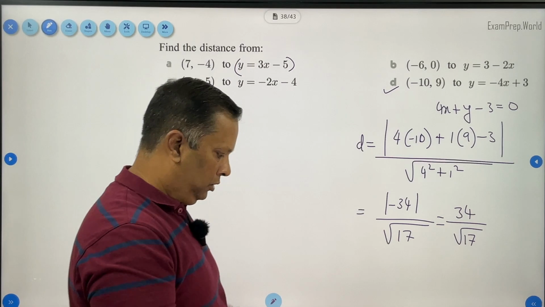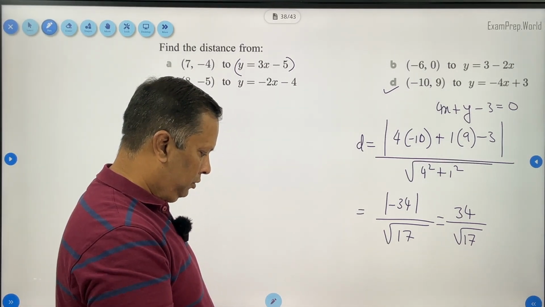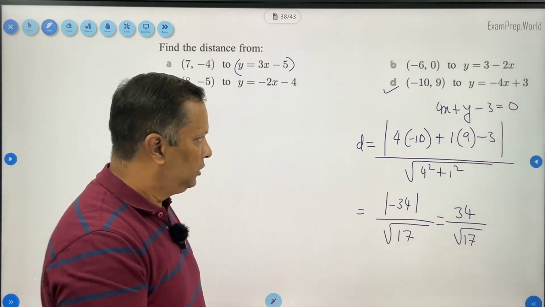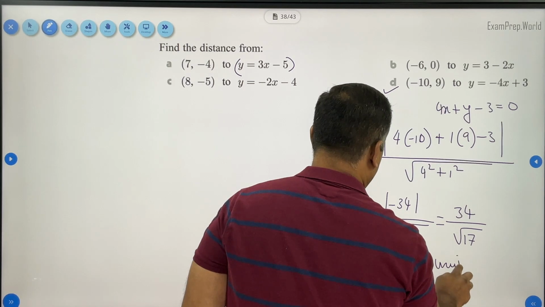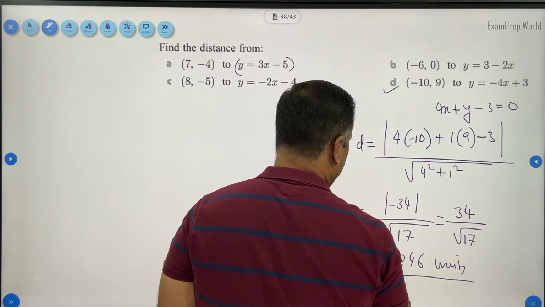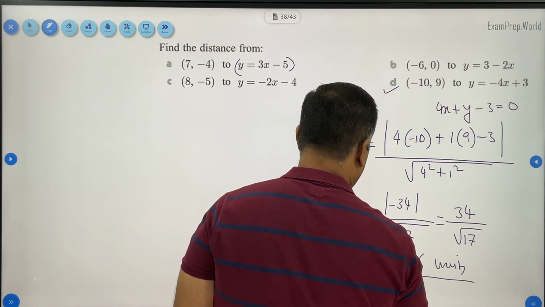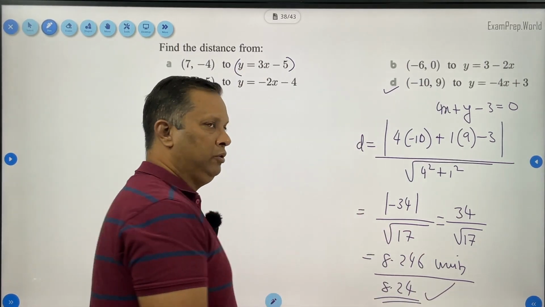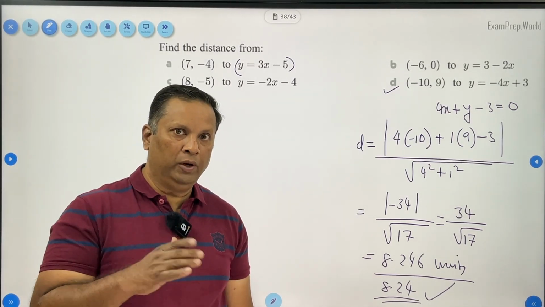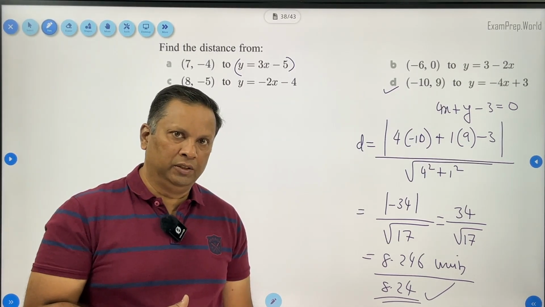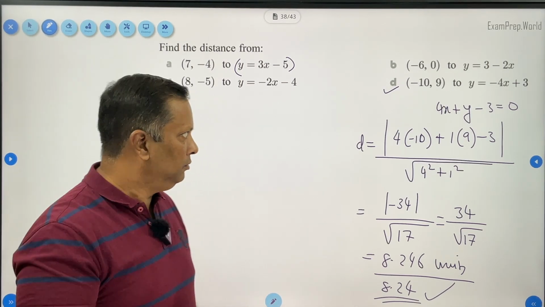Okay, so it is 8.246. 8.246 units. You can write 8.24 to 3 significant figures. So that will get you your answer. So this kind of question, finding distance between a point and straight line, is direct formula application. There is no rocket science in this. So I hope you should be getting this.